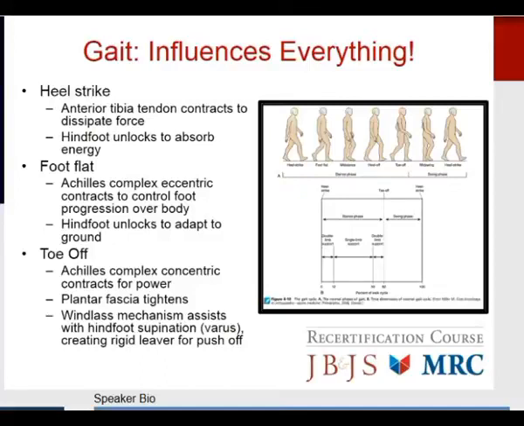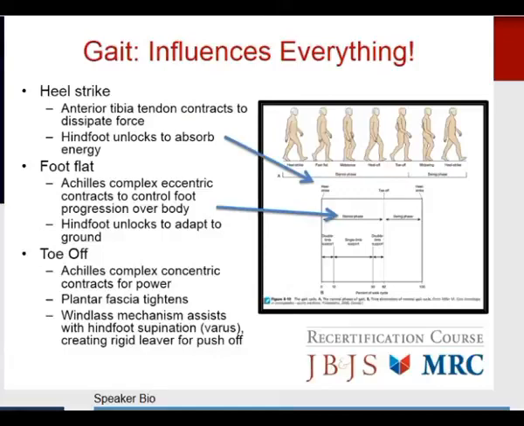Heel strike is critical. When we strike with our heel, we take our anterior tibial tendon and we contract it to try to dissipate that force as we load the ground. It's important at that point to have a foot that's unlocked or in valgus so we can accommodate an uneven surface at the same time. So that progression is critical. We want to start in valgus to make sure our foot is unlocked, our Chopart joints are supple, so we can accommodate any type of variances in the ground surface.